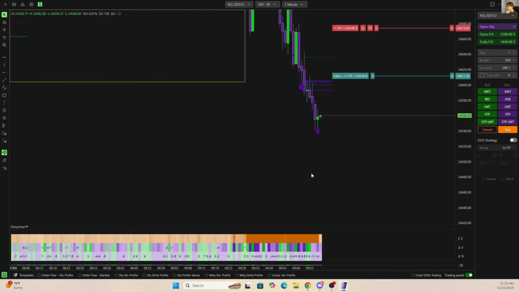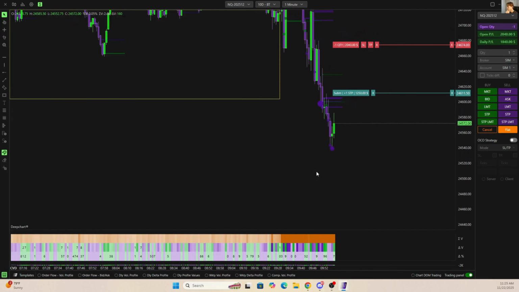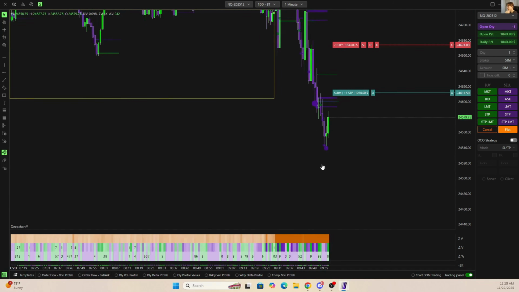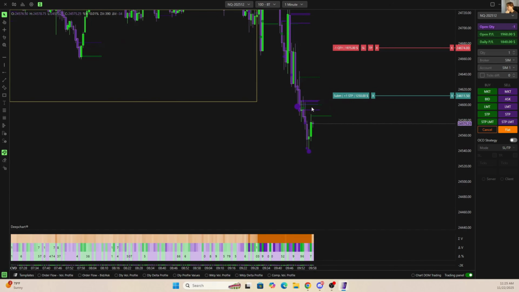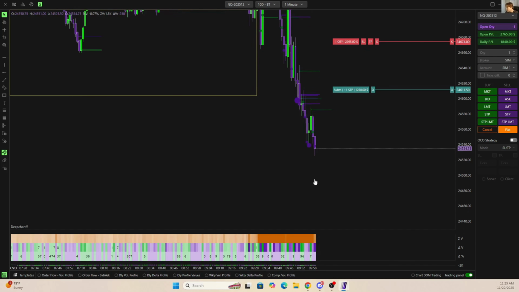Weakness of sellers. Okay? It looks like some trapped sellers at this level. I wouldn't want to see it close above this. Buying stepped in, I would want to see the market close below that buyer. And we got to close below that buyer, trapping that buyer. We would want to see it close below this.